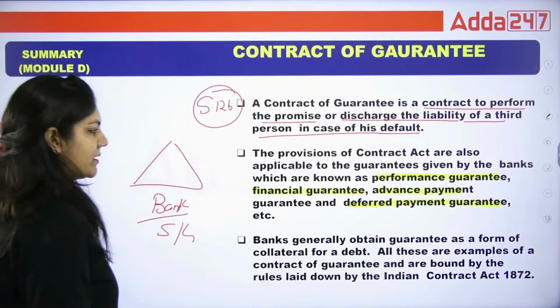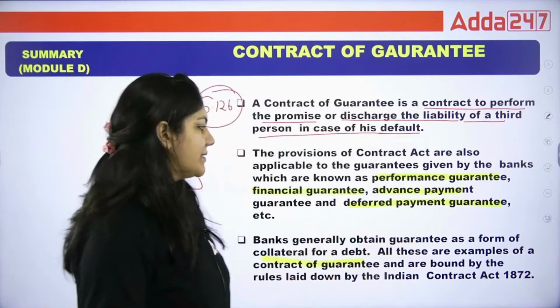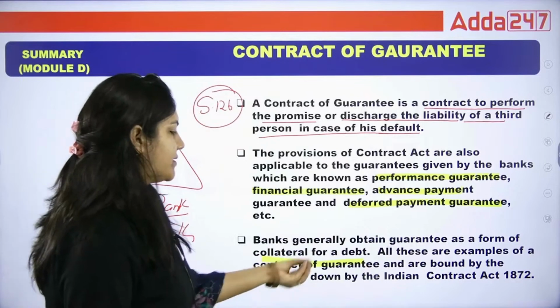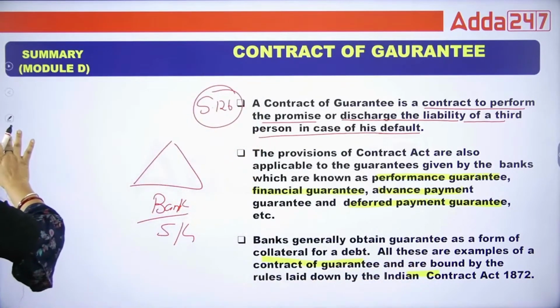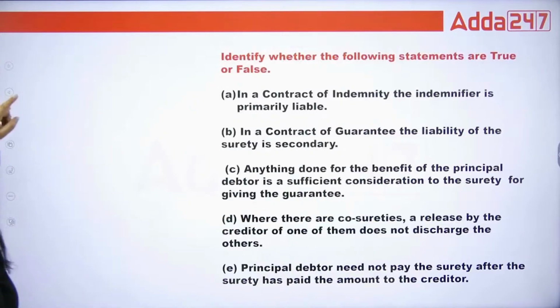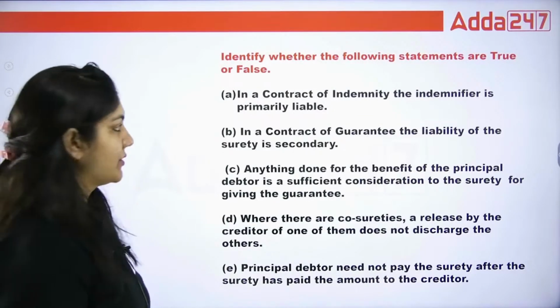Banks generally obtain a guarantee as a form of collateral for a debt. All these are examples of contract of guarantee and are bound by the rules laid down by the Indian Contract Act 1872. So this is the complete definition of contract of guarantee. Now let's do the questions. Now we have to focus on the question.